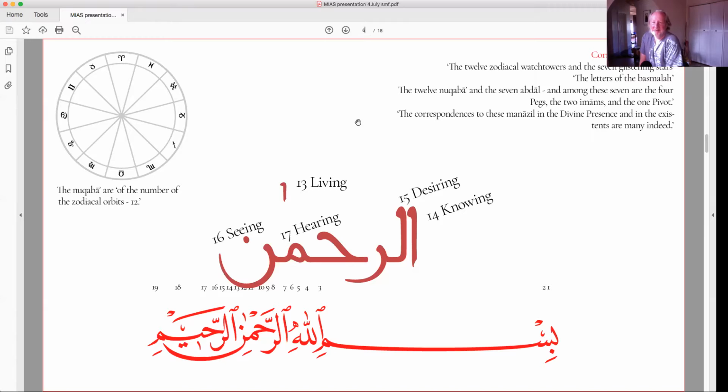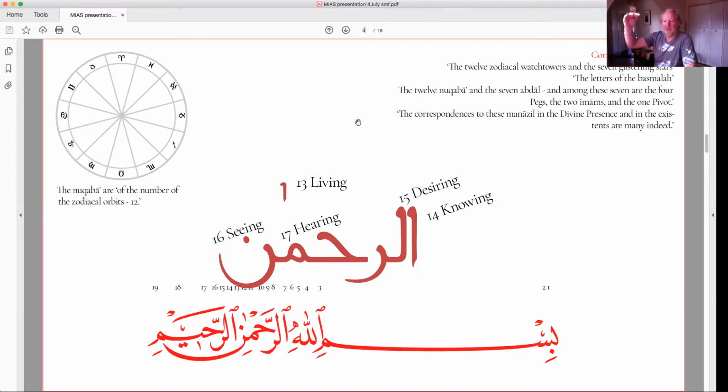So 19 is a very interesting number, as Pablo will tell you, and Ibn Arabi makes some of the correspondences to this 19 explicit. So he says of these 19 steps, or these 19 rocks, the stones inside the wall, these 19 have correspondences. They show up elsewhere because there's something very fundamental about 19. So the 12 zodiacal watchtowers and then the 7 glistening stars, those are 19 then. The letters of the Basmala, Bismillahir Rahmanir Rahim, are 19. And then the 12 nuqaba.